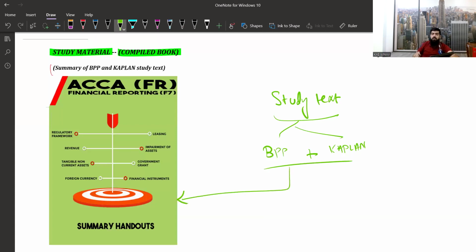All the lectures will be covered using those summary handouts, which means now there is no need to read the BPP study text or the Kaplan study text. There is no need, because all the theory and all the practice questions have been considered and added to the summary handouts. This will be available to you in soft copy.